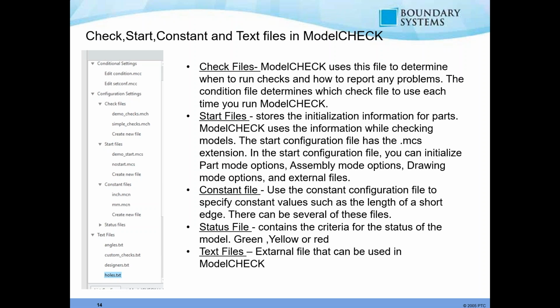Then the text files. I've highlighted the holes.txt there. So you can specify certain text files. In the holes.txt file, I'll for instance say that you can't create a 2.1 hole feature. Maybe you don't have a drill for that, or whatever the reason is, and that's specified in that particular text file.